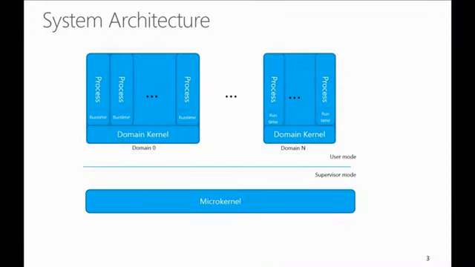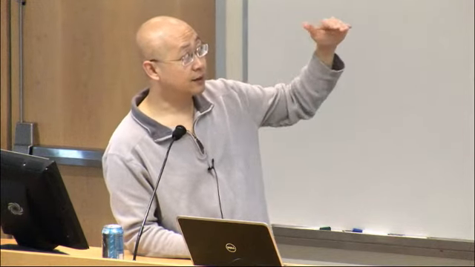So this picture shows the overall system architecture. There's a microkernel at the bottom, and this microkernel, if you use Intel terminology, is running in ring 0, in supervisor mode. Everything else runs in user mode. Each address space, the big square up there, we call a domain. A domain consists of a domain kernel and multiple processes on top of the domain kernel. The domain kernel, to be clear, runs in user mode. It is running ring 3 code, not supervisor mode code.